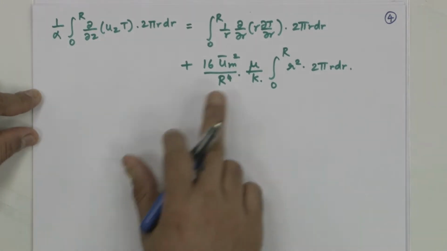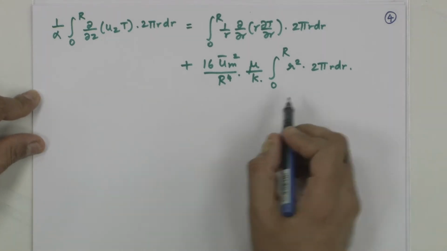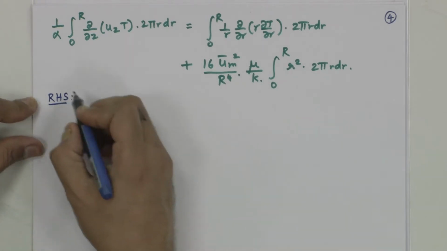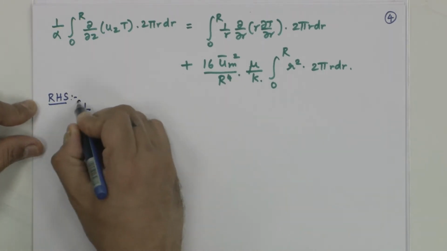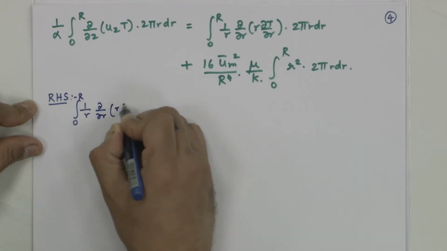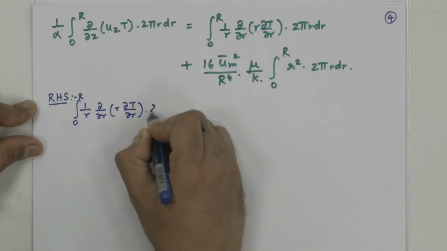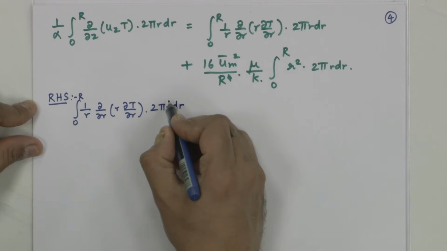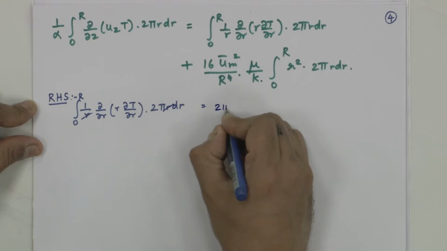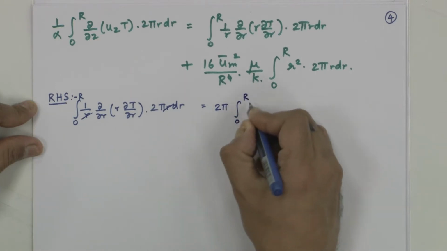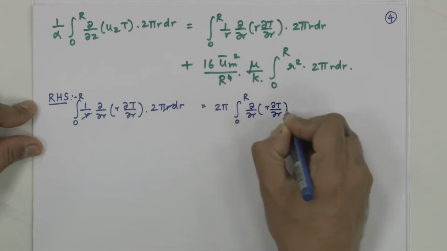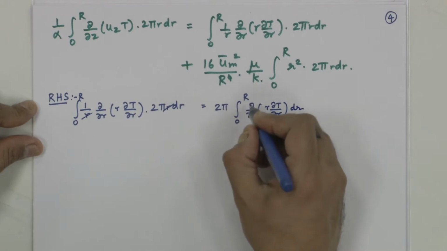So, the left hand side is like this. If you take the right hand side, we will just do the terms separately. So, we are going to write the integral from 0 to capital R of 1 by r d by dr of r dT by dr times 2 pi r dr. r cancels with r, therefore, you get 2 pi times the integral from 0 to R of d by dr of r dT by dr with respect to r.